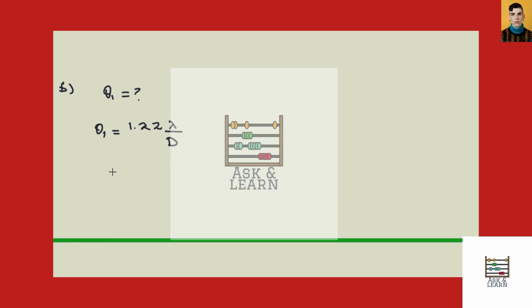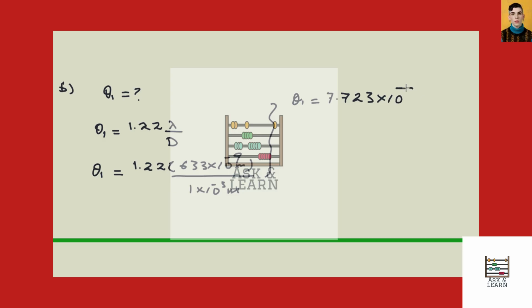Now by inserting values into this equation, we can write theta 1 equals 1.22 into, we have the value for lambda as 633 multiplied by 10 raised to the power minus 9 meter, divided by the value for d, which is 1 multiplied by 10 raised to the power minus 3 meter. So this will give us the value for theta 1 as 7.723 multiplied by 10 raised to the power minus 4 radian.